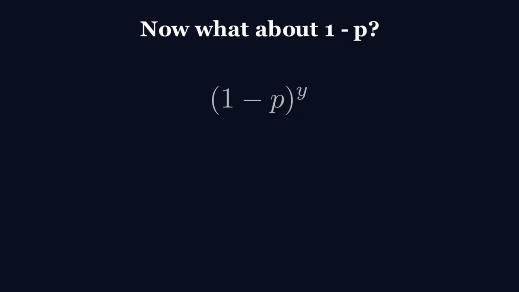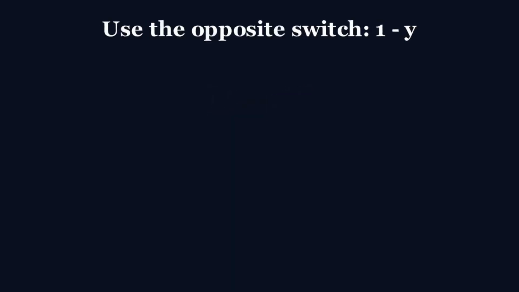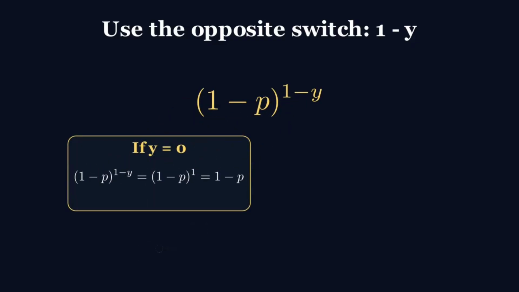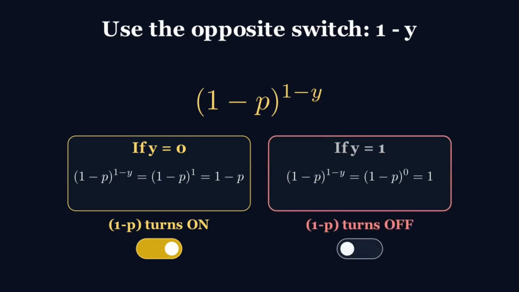Now, what about 1 minus P? Should we also raise that to the power of y? Not quite, because 1 minus P needs to turn on when y is equal to 0, not when y is equal to 1. So instead, we raise it to the power of 1 minus y. So if y is equal to 0, 1 minus P to the power of 1 minus y will just be 1 minus P. So 1 minus P turns on.